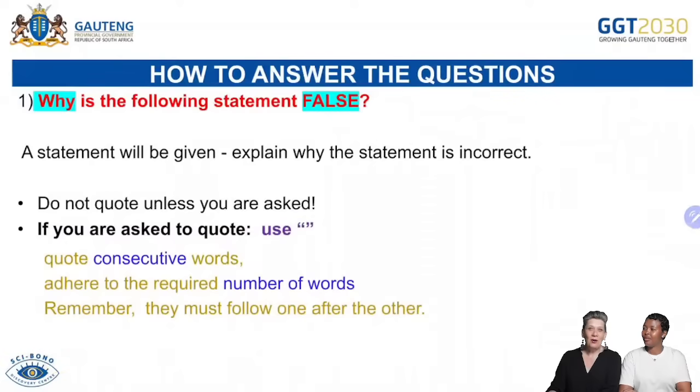And remember, we spoke about the consecutive words that will tell you exactly how many words you are required to quote, and they must follow each other. It's so easy to say just quote, but make sure you don't make a spelling mistake. You're literally just writing from the question, photocopying. So please don't make a spelling mistake, because that will be wrong then.